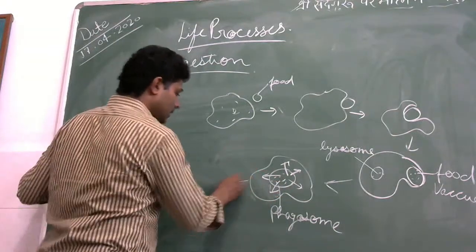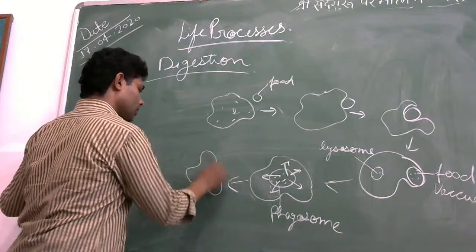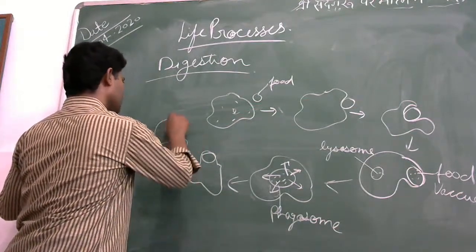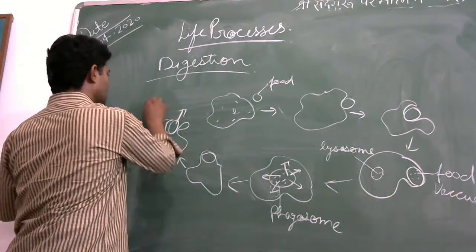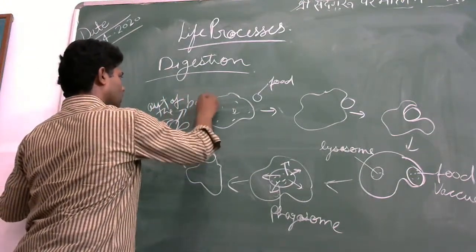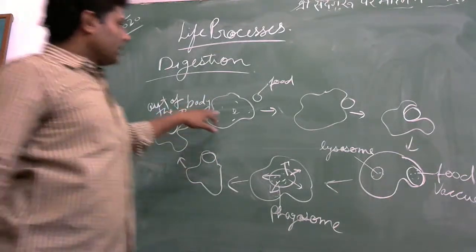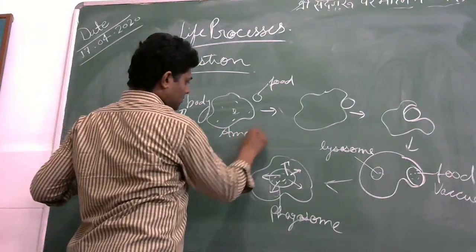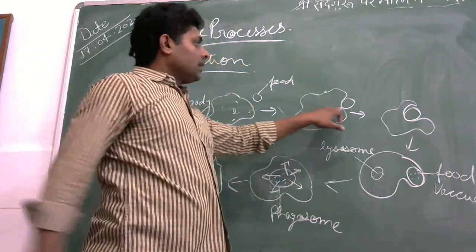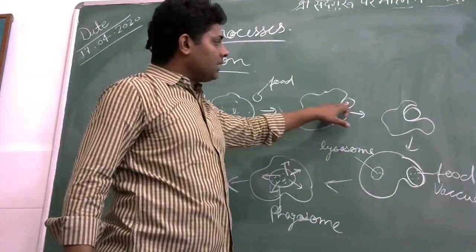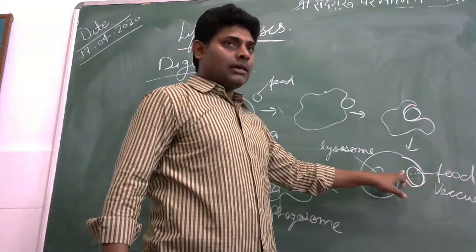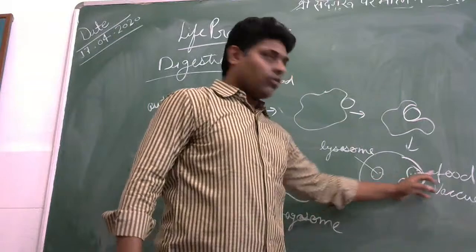The rest of the materials are again passed out in the same manner as it got the food, out of the body. So once again, this is the amoeba. This is a food particle. It comes near to the amoeba. Then the amoeba makes contact with the food particle. These food particles invaginate into the cell membrane. Then it gets inside and makes a vacuole-like structure, which is known as the food vacuole.